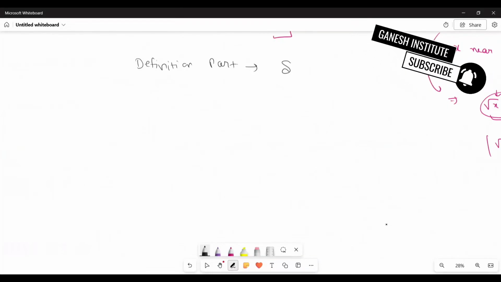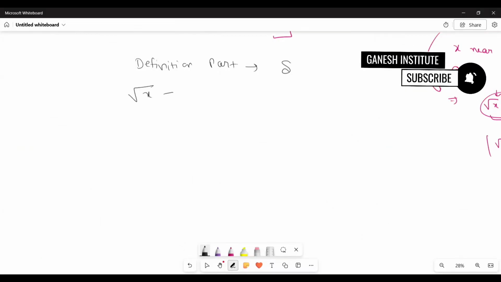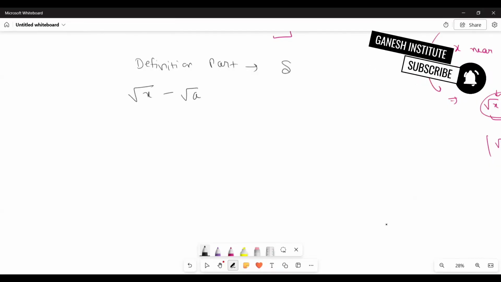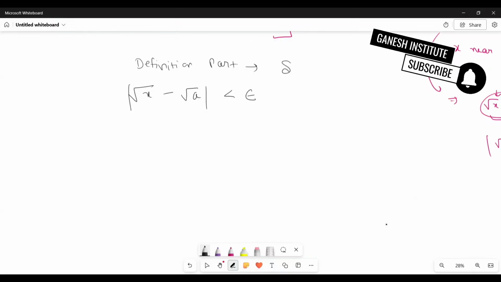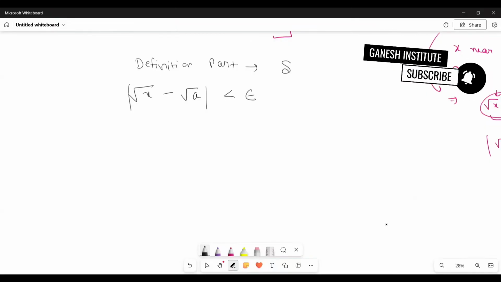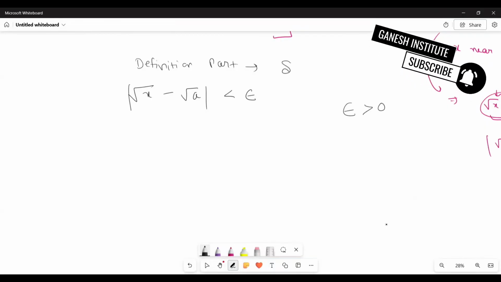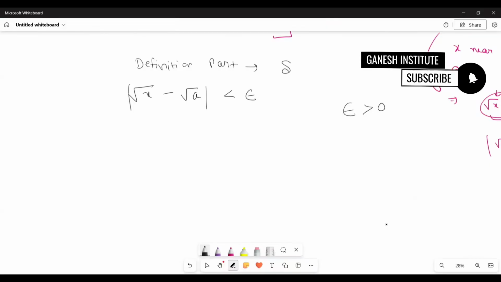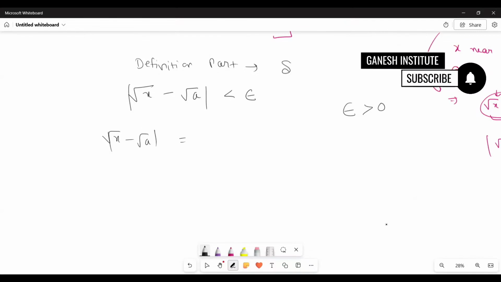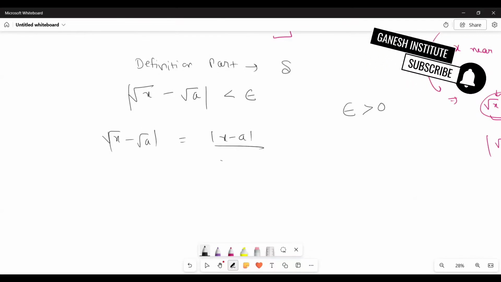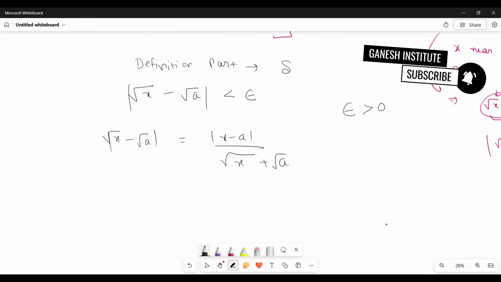Okay, so I'm starting with the question. I have root x minus root a. This is my function. And its absolute value, the positive value, is also less than epsilon. If its absolute value is less than epsilon, that means epsilon is definitely going to be greater than 0, right? Yes. Now you have that conjugate value, which is root x minus root a is equal to x minus a upon root x plus root a, right? Yes.